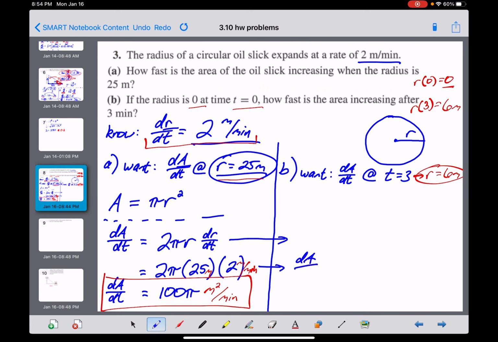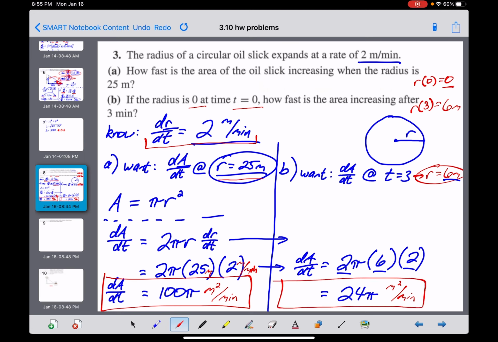So dA/dt then is going to be, again, still a 2 times pi. Now our radius, instead of being 25 meters, is just 6 meters at this moment, and our dr/dt, the rate at which the radius is growing, is still 2. So it looks like this answer here, 2 times 2 is 4, times 6 is going to be 24 pi, and again that'll be square meters per minute for the units for the answer for part B. So there is A and B here in problem number 3.